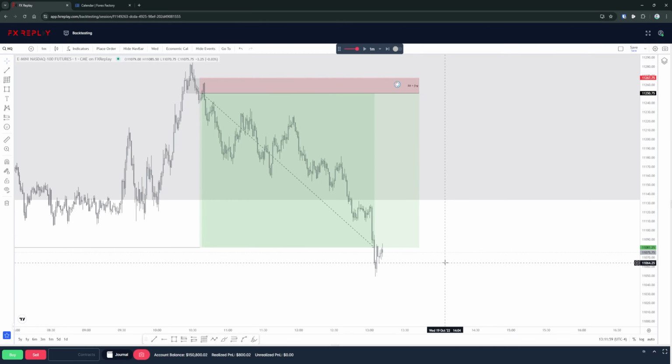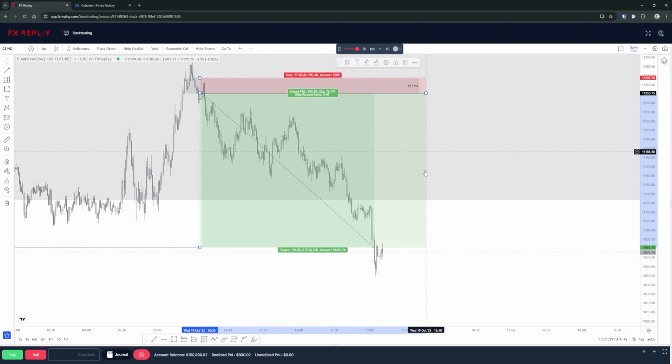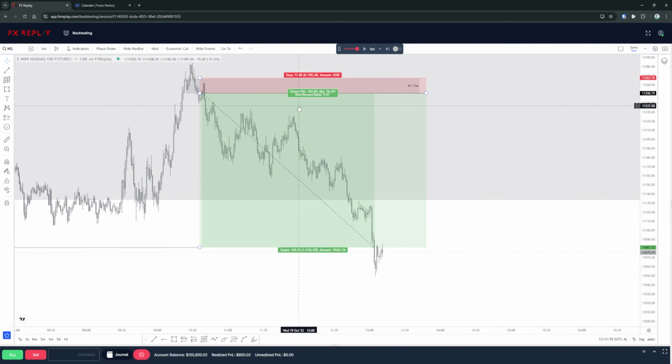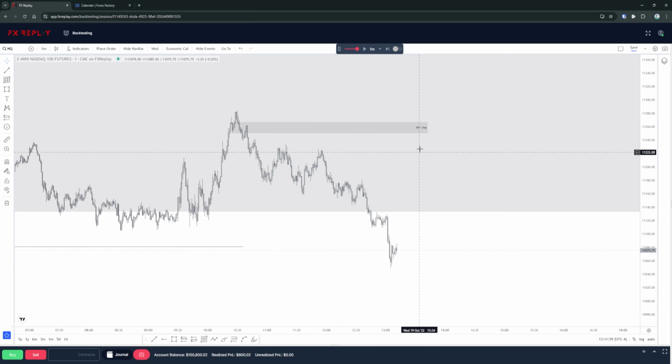So it is what it is. Obviously, if you have trailing drawdown, this could be a pain. Like if you have end of day drawdown, wow. If you have trailing drawdown, a trade like this, you'd have to be taking partials along the way. Managing it would be a bit different to end of day drawdown. But yep, that's this trade.